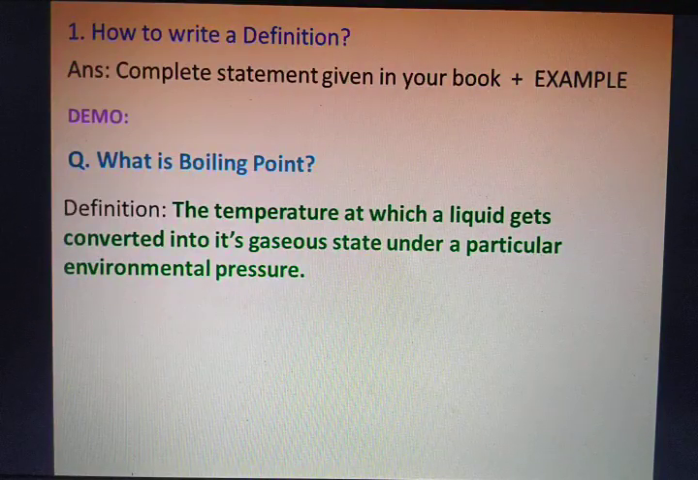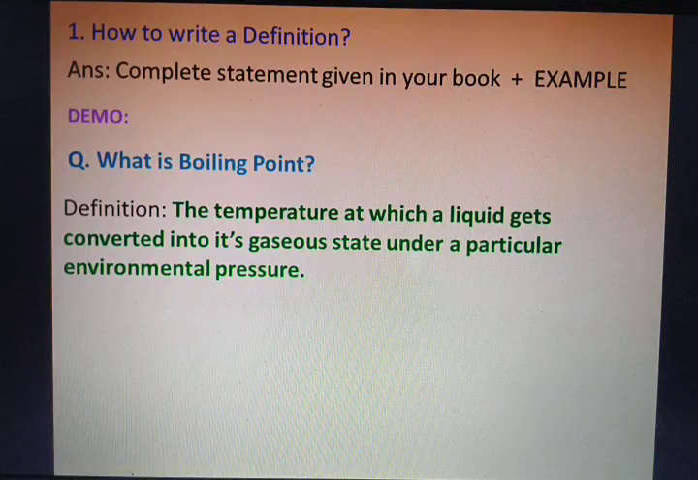So to be very precise, with scientifically correct words, we write: temperature at which a liquid gets converted into its gaseous state under a particular environmental pressure. Do not miss this word, environmental pressure. You may also use surrounding pressure.